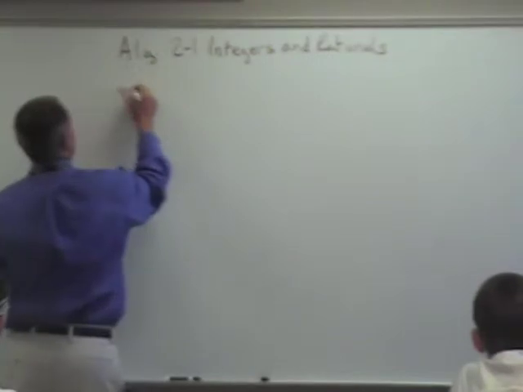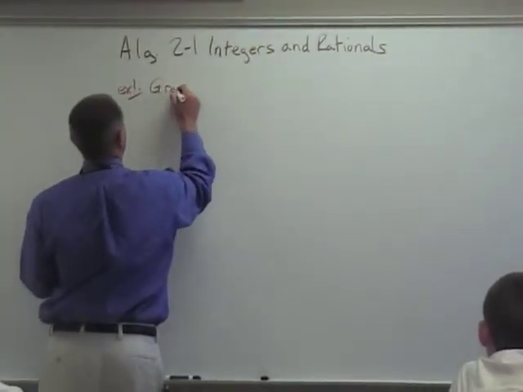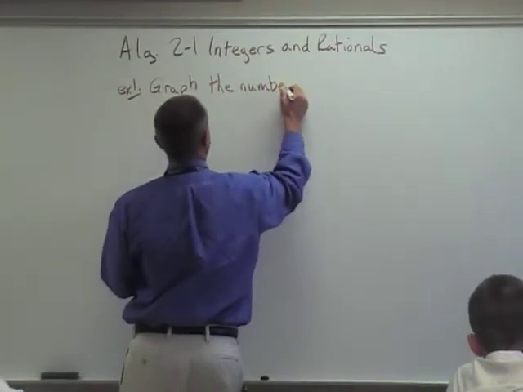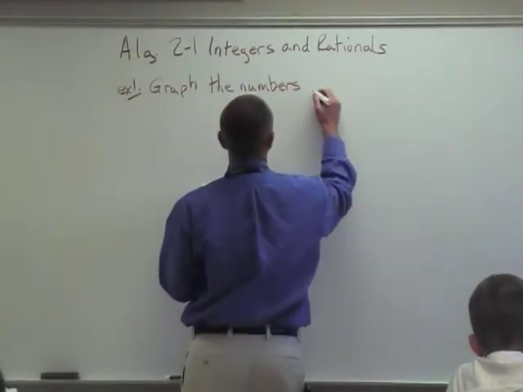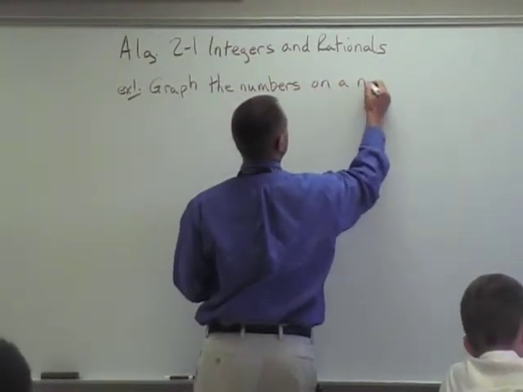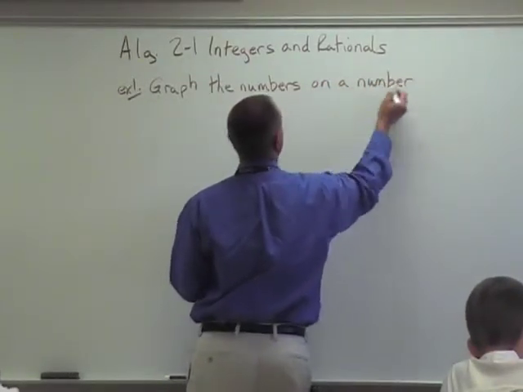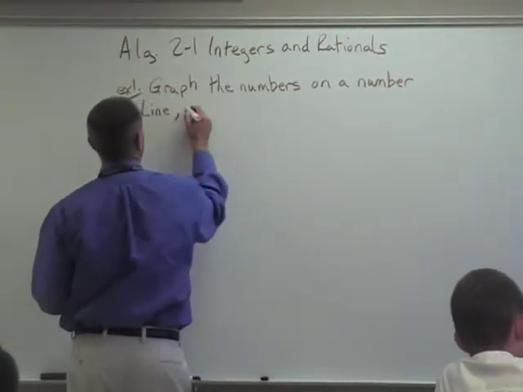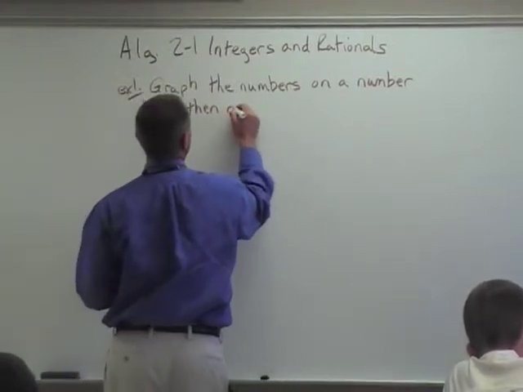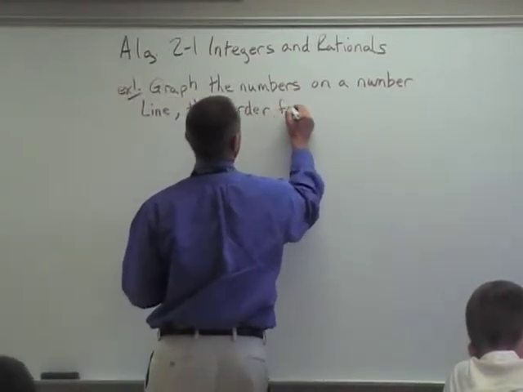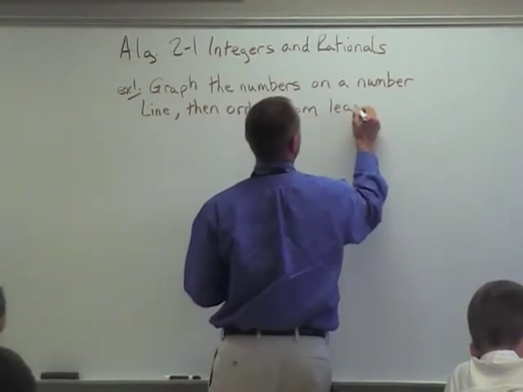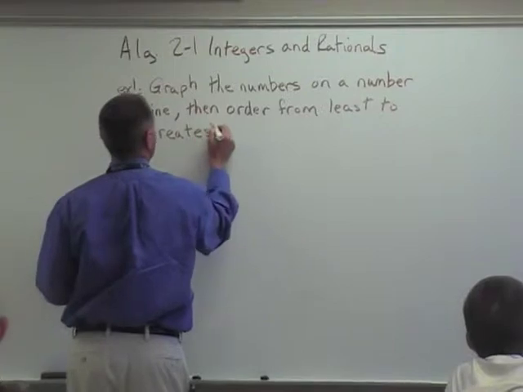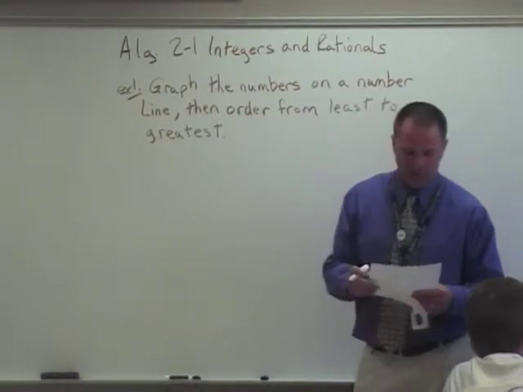Okay, example 1. Graph numbers on a number line. Then order them from least to greatest. Now you've all done this, but let's go through it to make sure.